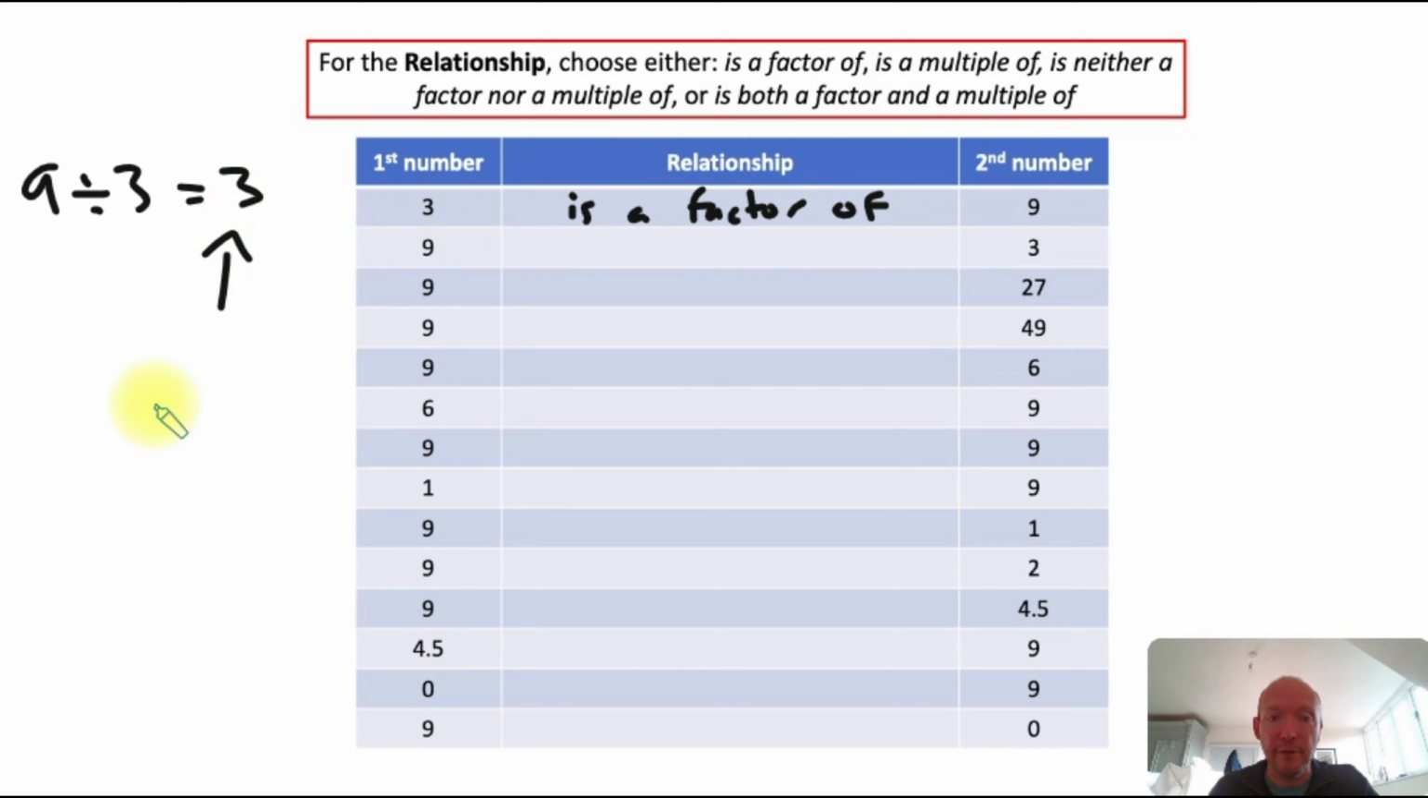It's not a multiple. If you think about the 9 times table, that starts 9, 18, 27, 36, and so on. 3 is not in that. It's not the answer to the 9 times table, so 3 is definitely not a multiple of 9.